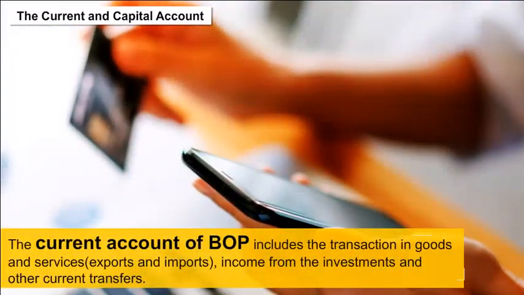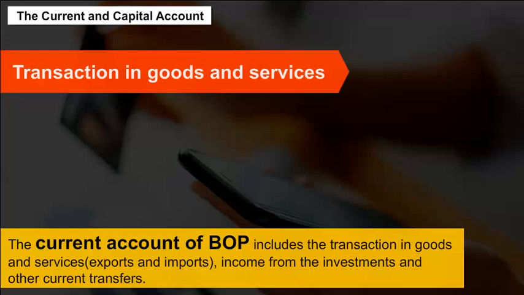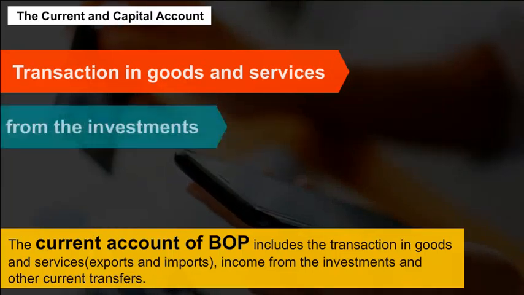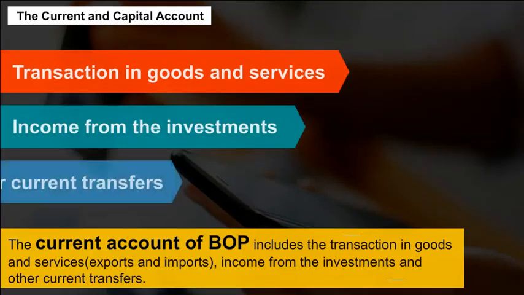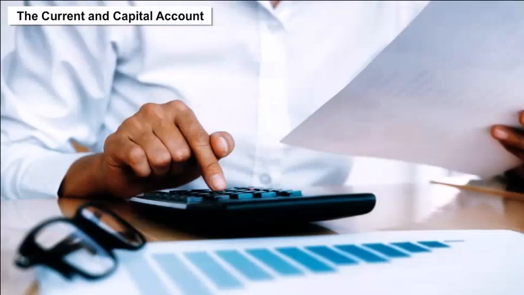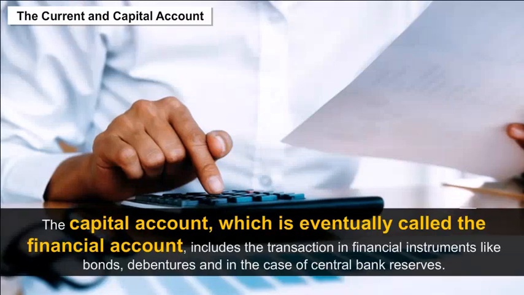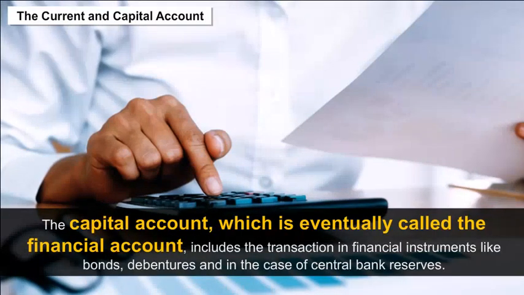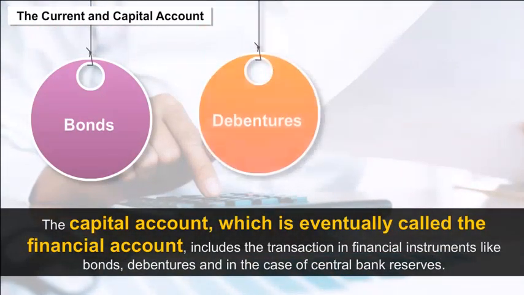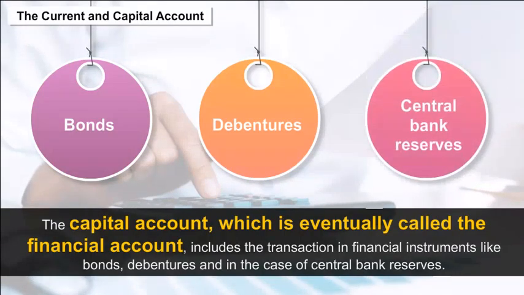The current account of BOP includes transactions in goods and services, income from investments and other current transfers. On the other hand, the capital account, which is eventually called the financial account, includes transactions in financial instruments like bonds, debentures, and in the case of central bank reserves.